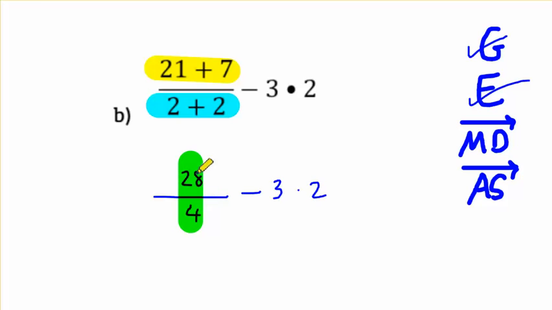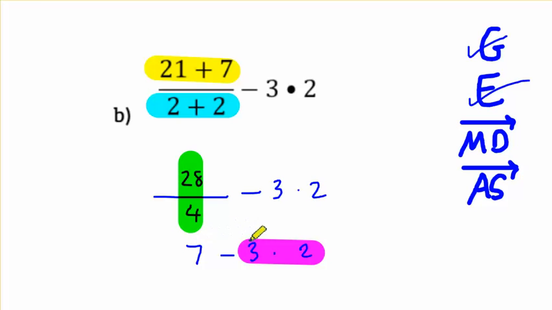So we're going to do 28 divided by 4. And 28 divided by 4 is 7. And now we bring down the minus, the 3, and the times, and the 2. What comes next? Well, we're still in this step right here because we haven't finished multiplying and dividing yet. We still have multiplication. So this part is going to come next.